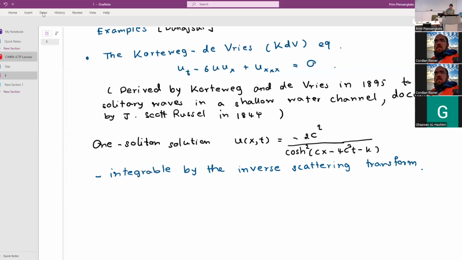Let me just cite the names of the people involved in this. So this method is a method to solve the initial value problem. So you need to provide an initial condition for this, I mean, at t equals 0, you need to provide a profile at t equals 0, and then you can use this method to generate solutions that depend on t.